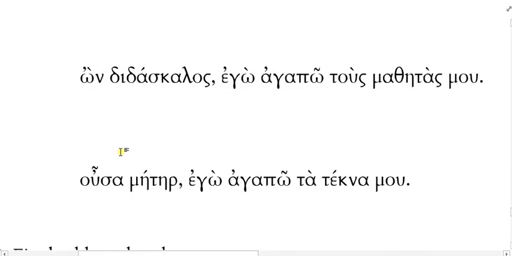Okay. Let me give you some examples here of some sentences using the participle. Okay? So look at the first one. I have on didaskalos. Say that with me. On didaskalos. Ego agapo. Tous mathetas mou.